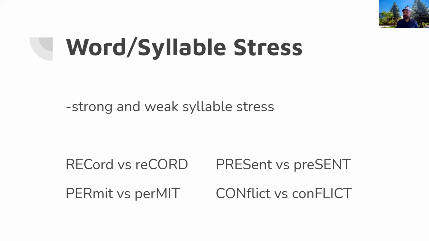So we've got some other examples there. You can think about these on your own if you want. Pause the video and then see if you are able to correctly mimic and identify those different stress patterns. So we have permit and permit, present and present. And same thing with conflict and conflict.